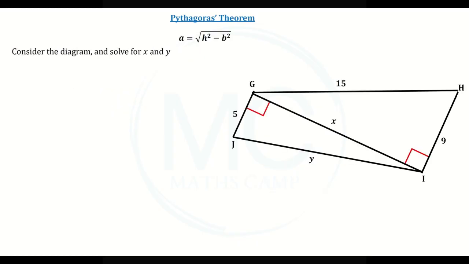Consider the diagram and solve for x and for y. Here we have two unknown values that we need to find. Now you don't have to find the unknown values in alphabetical order. We just need to use the information we've been given. X lies on triangle GHI. So let's make this triangle blue.